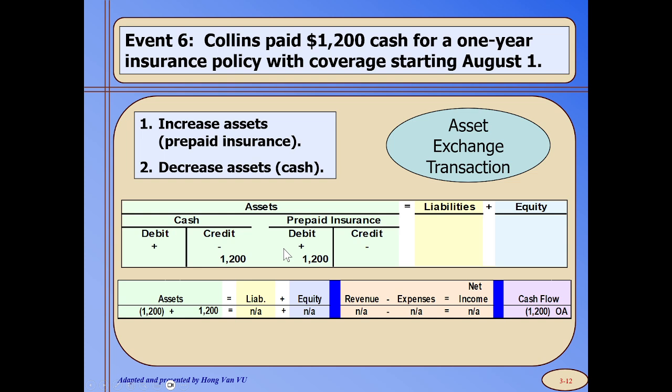And as usual, we look at the impact of this transaction on the financial statements model. We have a balance sheet first. The total assets amount is unchanged. Liability is unchanged, and there's no effect on the income statement, but the cash flows decrease 1,200. It means that there's a cash outflow from operating activity.